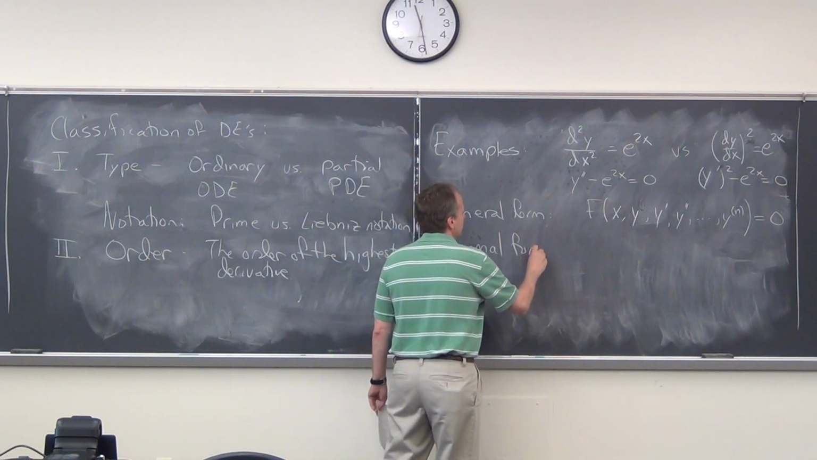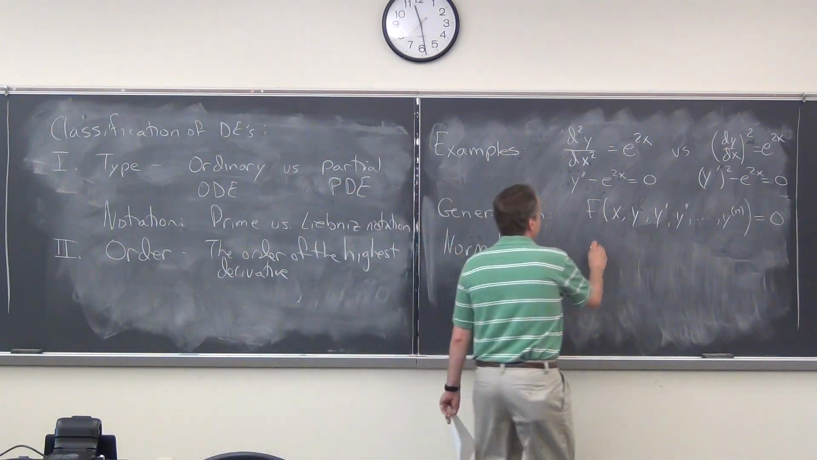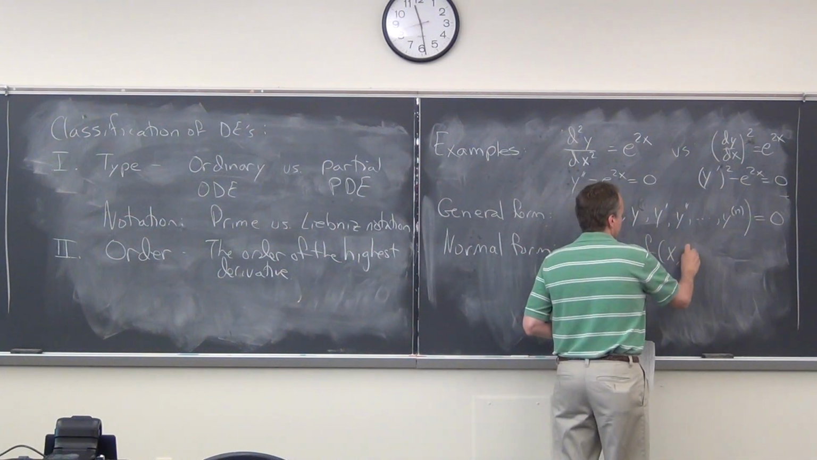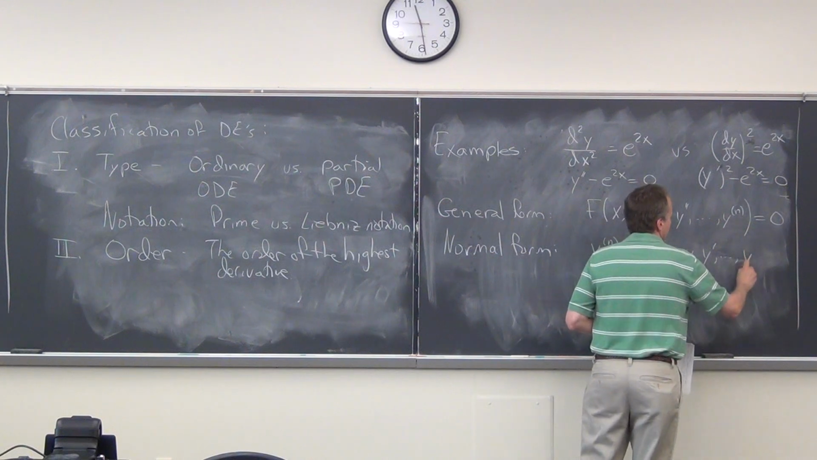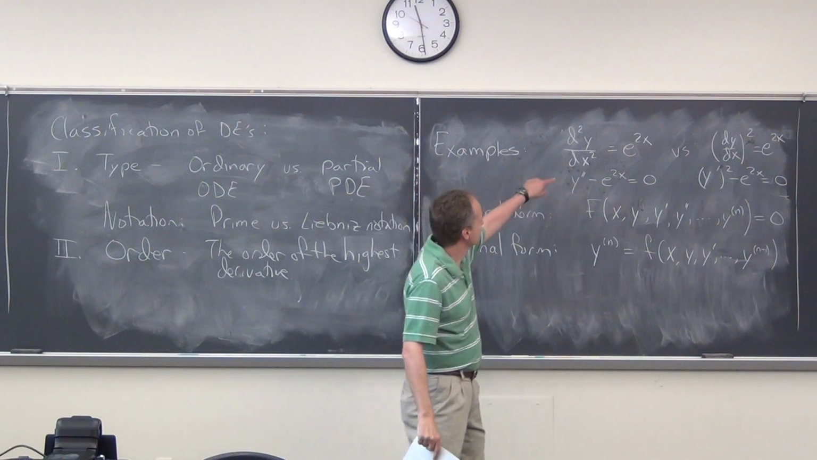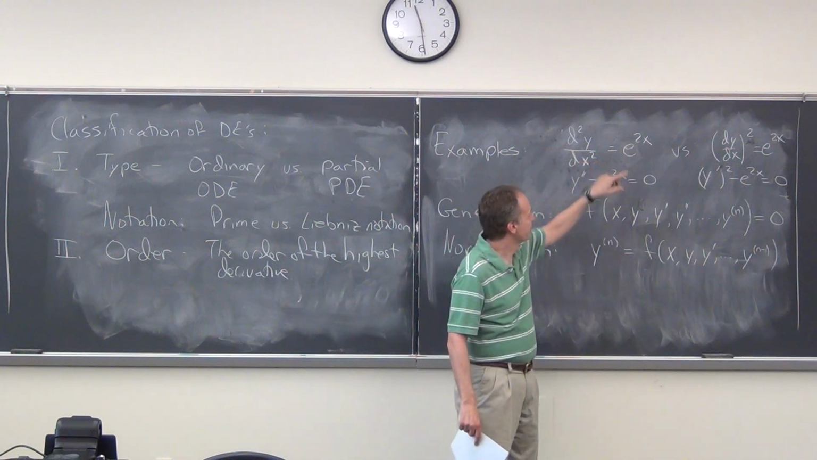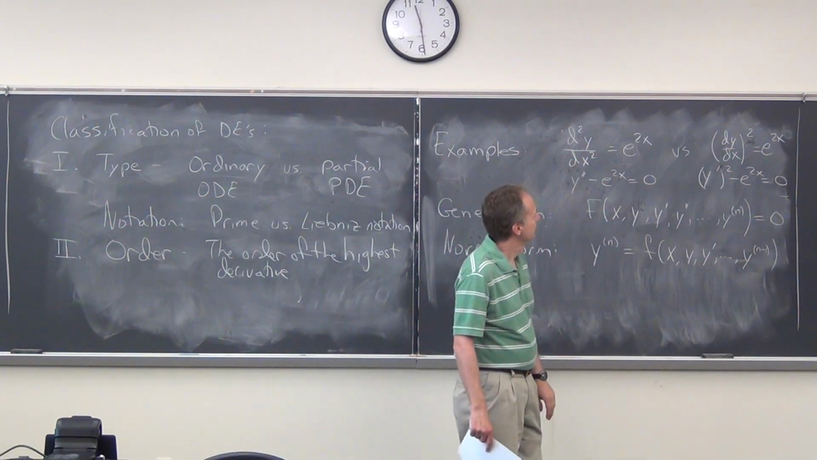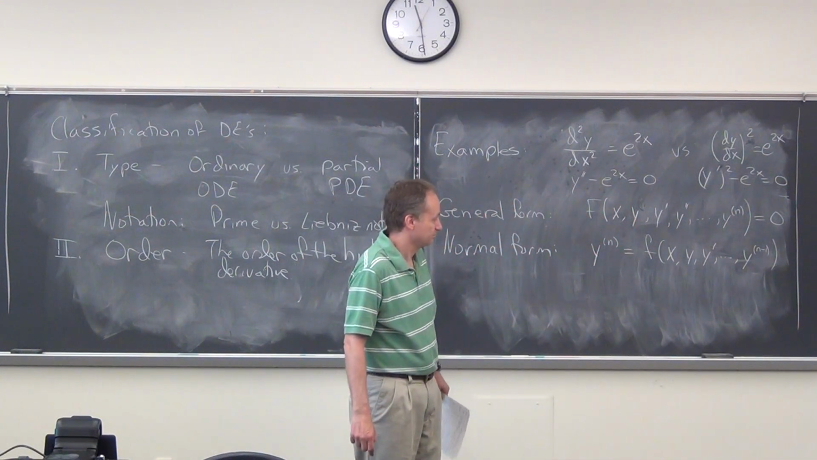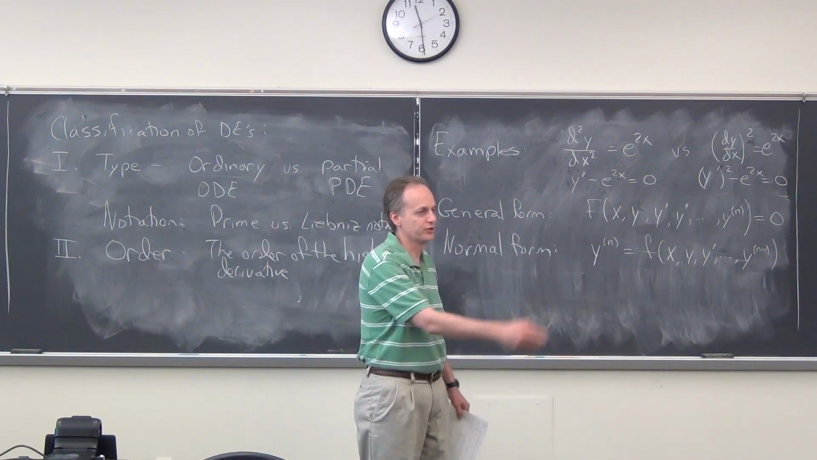Now, if it happens that you can solve the equation for the nth derivative, then we have what's called the normal form. So, for example, this one is already in normal form. The highest order is 2, and it's already written in a form where you've got everything else on the right-hand side. This one, well, we'd have to consider different branches, so it's not convenient to write it in normal form, because I'd consider plus and minus the radical, that kind of thing.